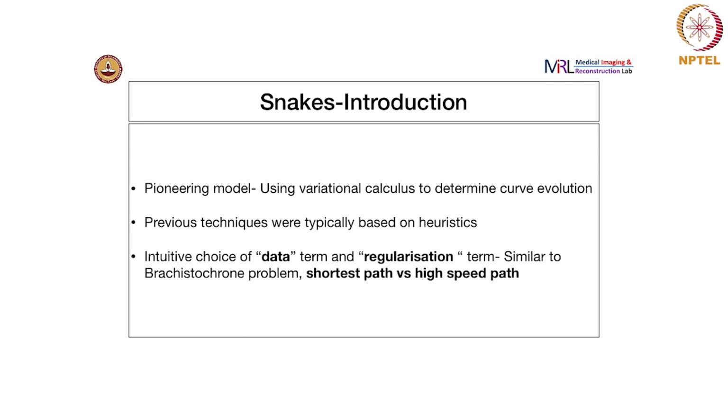Okay. So here, when I say data term and regularization term, I urge you to think back about the Brachistochrone problem, where we looked at whether we go fast by dropping vertically down a bit so that time is reduced, or we reduce time by going the shortest path. So that was the tension there. Here there is a tension between data and regularization terms. We'll look at this in more detail in the next few slides.